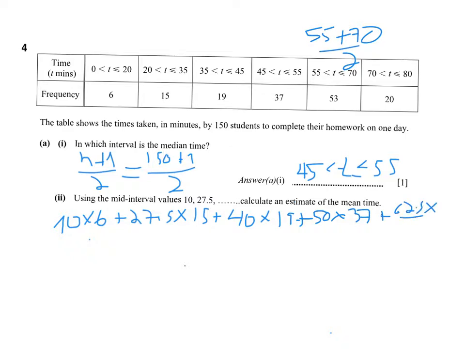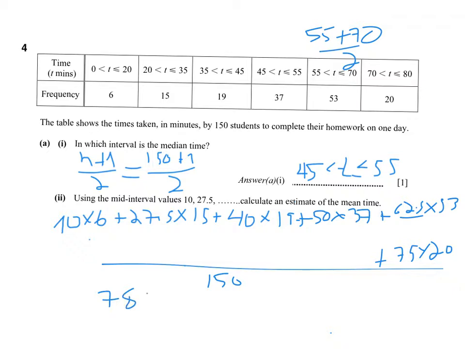Times, sorry, I was ready to divide already, 53. Add the last one, 75 times 20. I think that's 1,500. And then divide all of these by the total frequency, 150. So I get a total of 7,895 divided by 150.